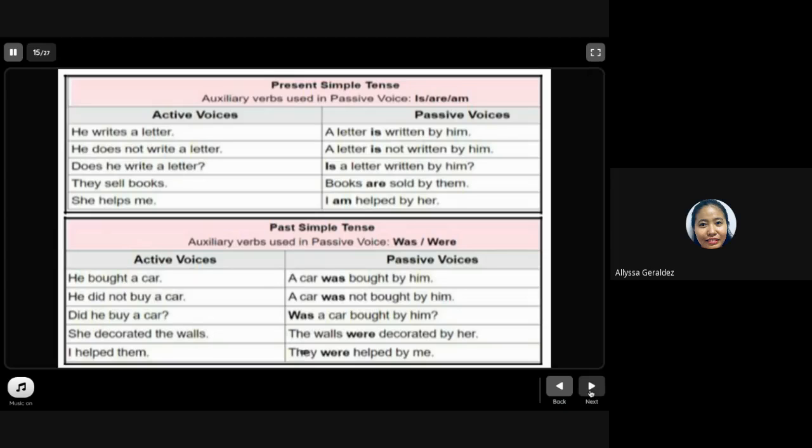Did he buy a car? Was a car bought by him? She decorated the walls. The walls were decorated by her. Remember the subject now. You have there the walls. That's why it's were. The walls were decorated by her. I helped them. They were helped by me.